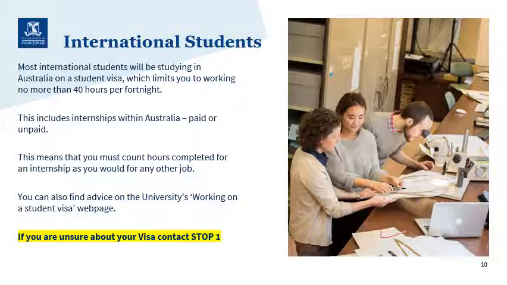For the Faculty of Science, the only courses that this is of relevance to are master's level courses, but they include biotechnology, computational biology, data science, ecosystem management and conservation, environmental science. So if you are in one of those courses, you shouldn't be bound by the 40 hours per fortnight rule. For all other students, you will be bound by that 40 hours per fortnight rule. So check out that website, Working on a Student Visa. And if you have any further questions around this, you should feel free to contact Stop 1 to discuss further.